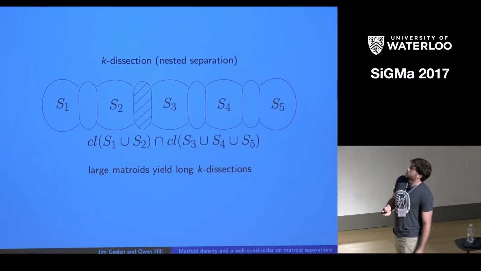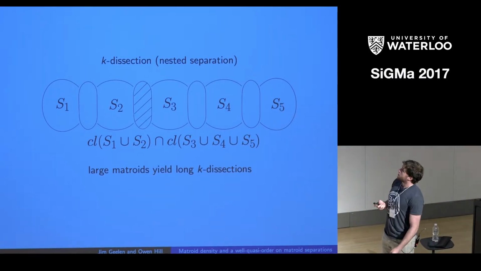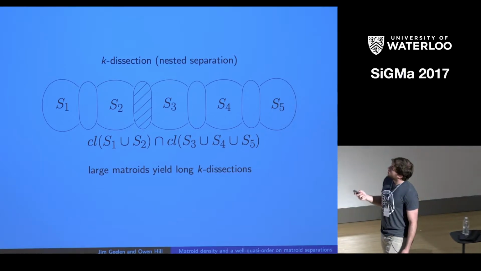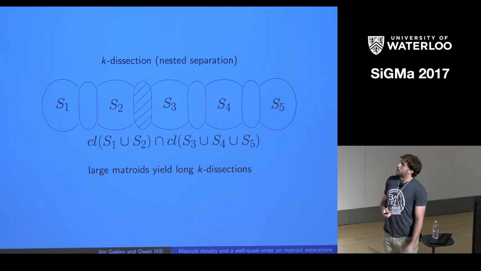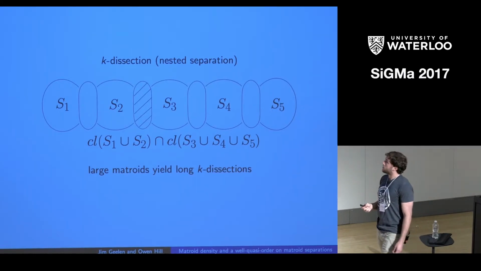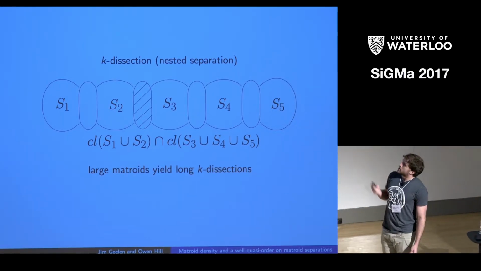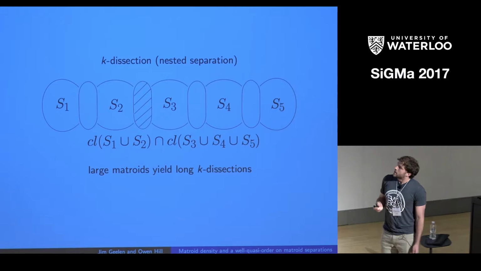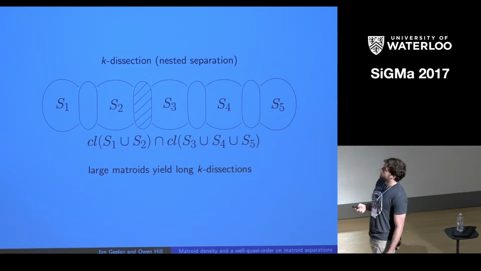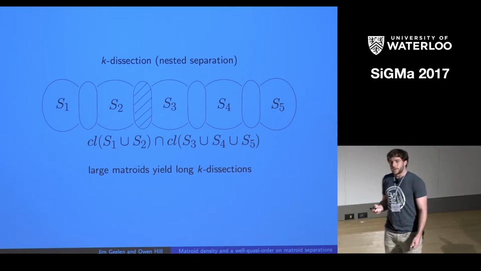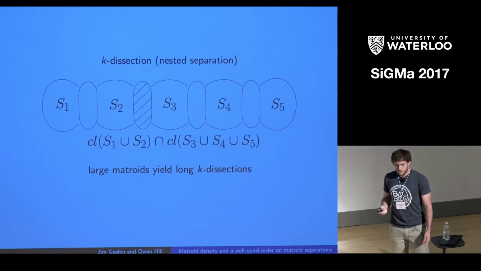So here, the ordered partition of the ground set is S1 up to S5. And what we can see is these vertical ovals correspond to the boundaries of the separations. Specifically, say we look at the shaded oval, that corresponds to the boundary of the separation given by S1 union S2 and S3 union S4 union S5.